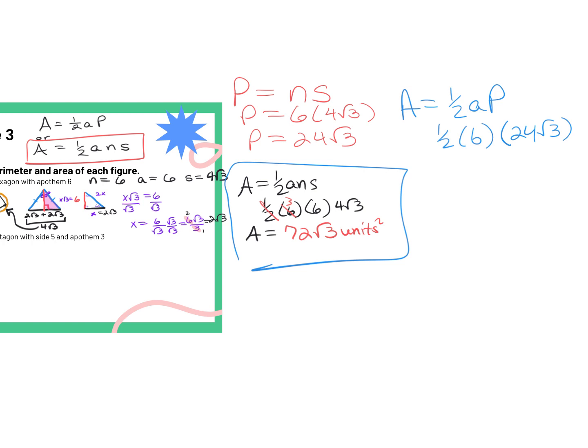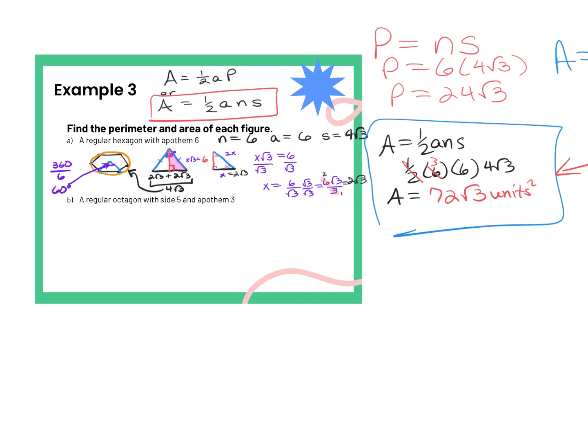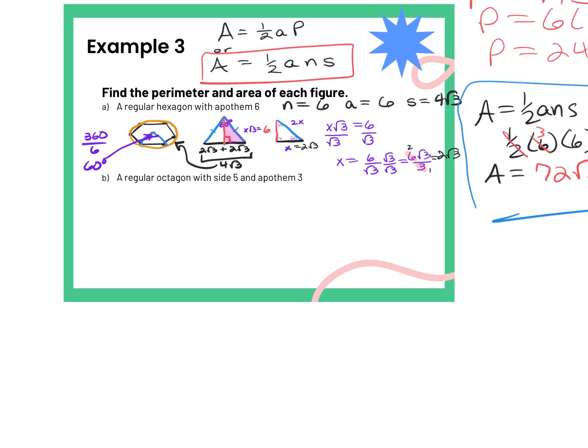So then here we would just multiply. I could simplify this, make this a 3. And I still get 72 square root 3. And again, units squared. For the next one, again, what I would always do is quickly write down N, A, and S, and then I would go ahead and fill in and see if you already have the value of the 3 variables. If you do, then you don't need to worry about drawing anything.